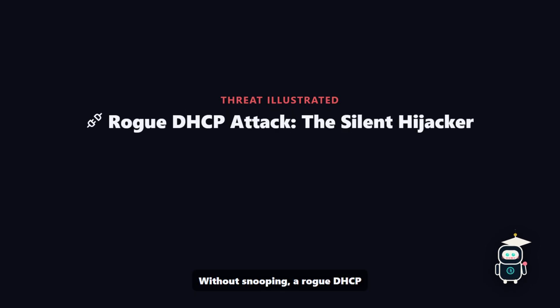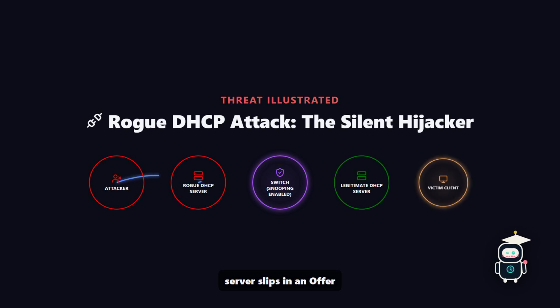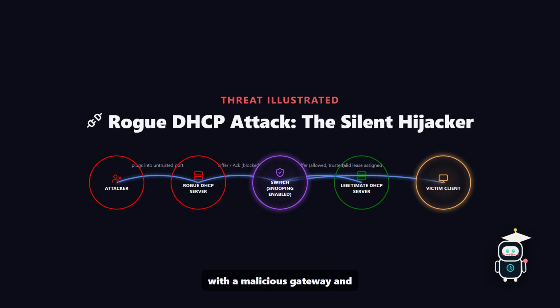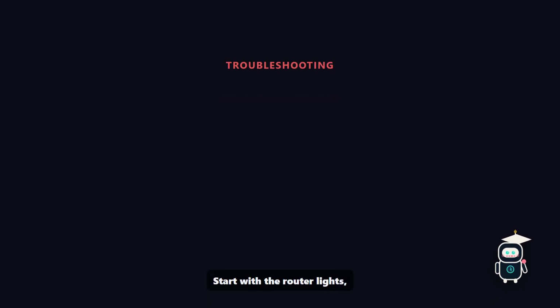Without snooping, a rogue DHCP server slips in an offer with a malicious gateway and DNS. Every client that accepts now sends traffic through the attacker. With DHCP snooping, the switch instantly drops any server reply from an untrusted port before it ever reaches the victim. Defense in depth.